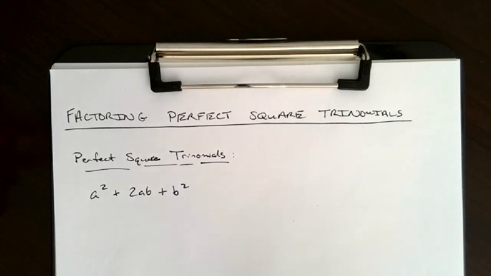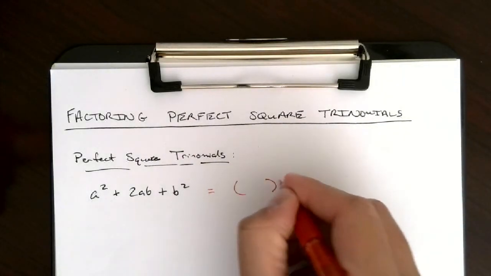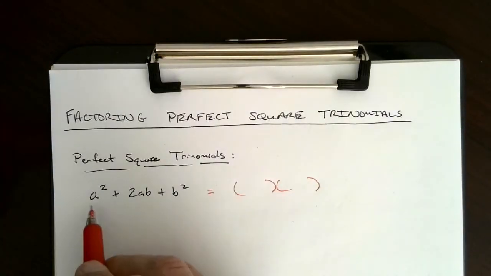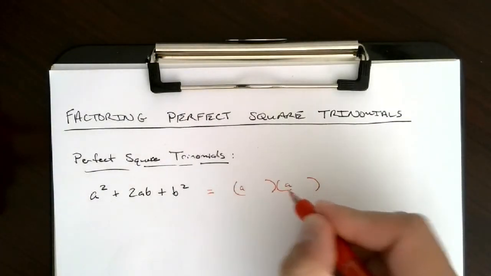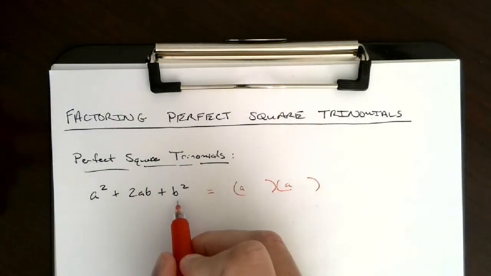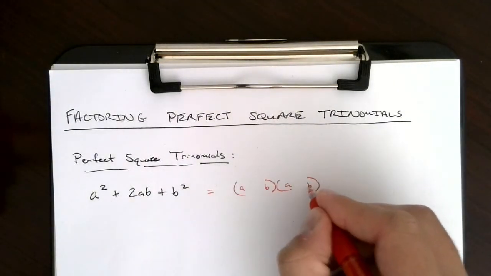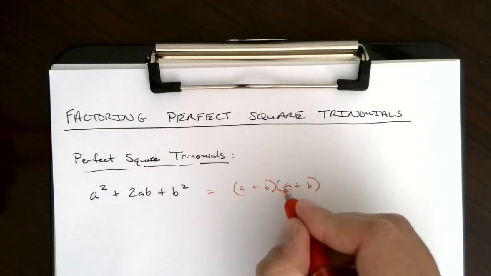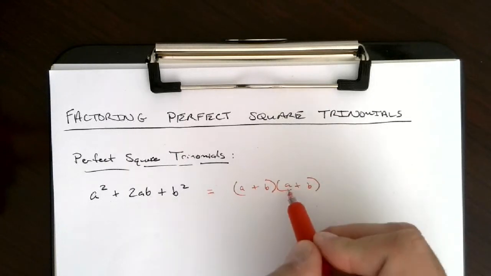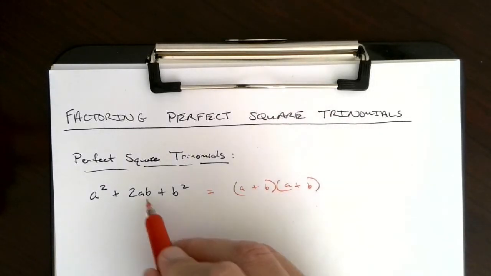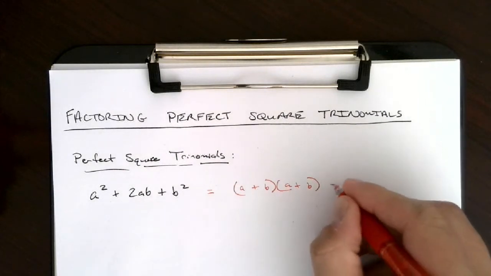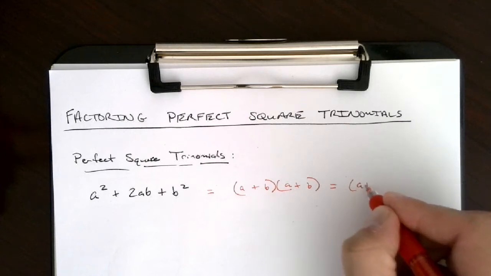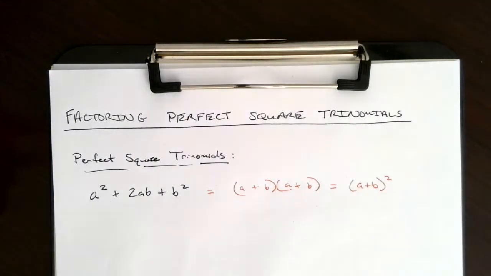To factor this, though, think about what this would be. If I had two sets of parentheses here, because you have a trinomial, you know you can kind of reverse FOIL that if it would work. To get a squared, we need a times a for our first part of FOIL. To get b squared at the end, we would need b times b to get the last part. And since it's a positive here, we know this would be a plus and a plus. So a times a would be a squared, and then it'd be plus ab, plus another ab would give us the 2ab, and then plus b squared. And so we could write this as a perfect square. Since it's a plus b times a plus b, it would be a plus b quantity squared.